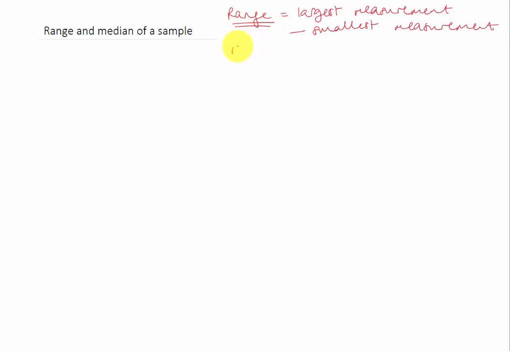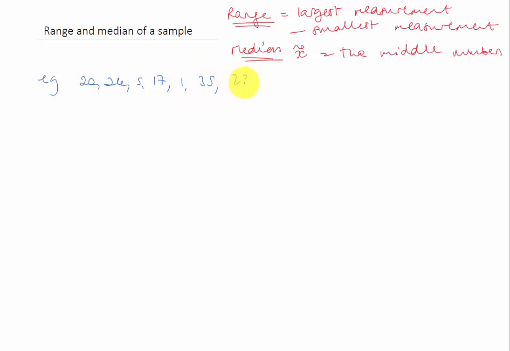That's the range, and then the median, we can write that as x with a squiggle over the top, and we can think of that as the middle number in the sample. And again, I'm going to show you with an example. So I'm going to give you a data set to work with. Let's imagine we've measured some things, and we've got 20, 26, 5, 17, 1, 35, 28, 5 and 10.